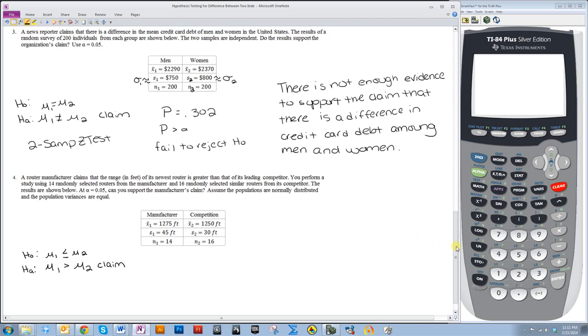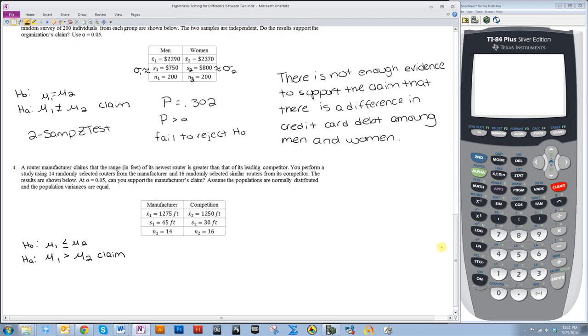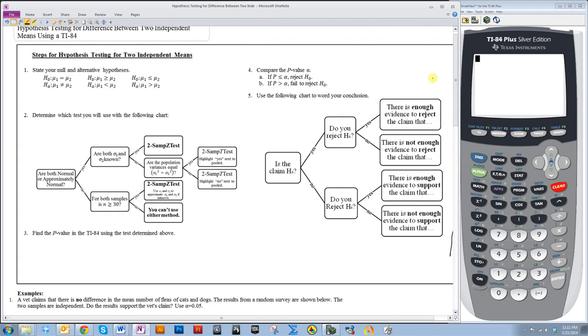Now I need to figure out if I'm going to use the 2-SampZTest or the 2-SampTTest. I'm going to use this chart up here. Are they both normal? It did say they were. Are sigma 1 and sigma 2 known? We did not know them, so no. Are the variances equal? It said yes. So we're going to use the 2-SampTTest, and we want to make sure we highlight yes under pooled. Yes means that the variances are equal.